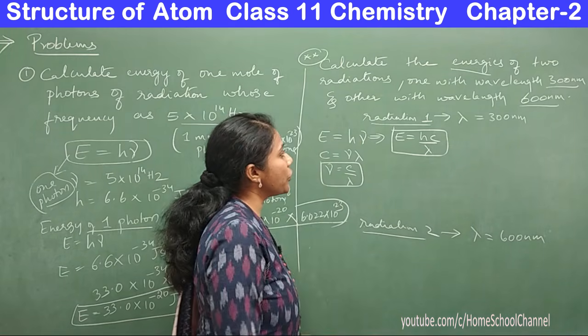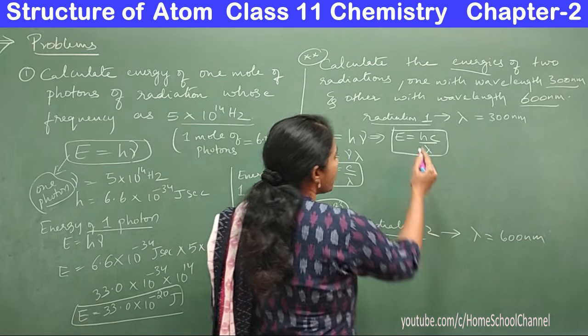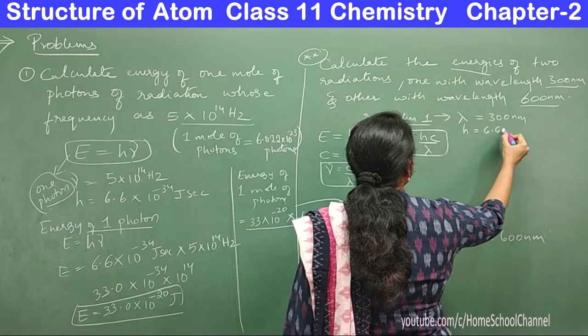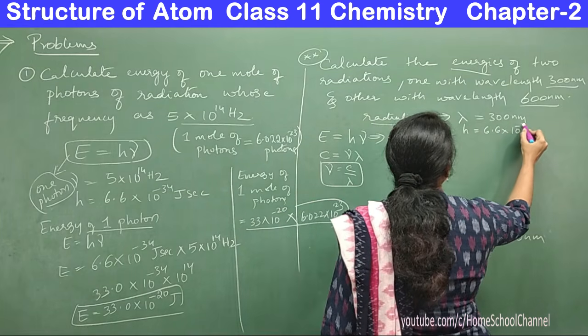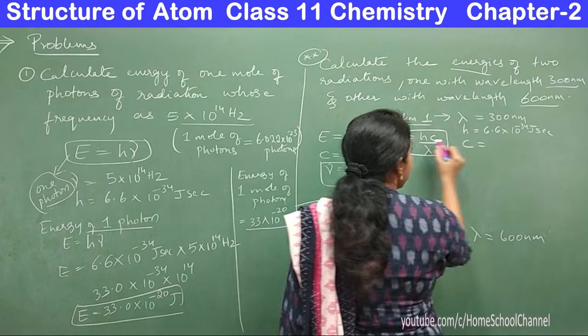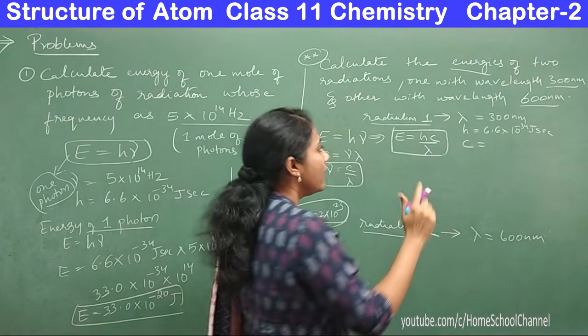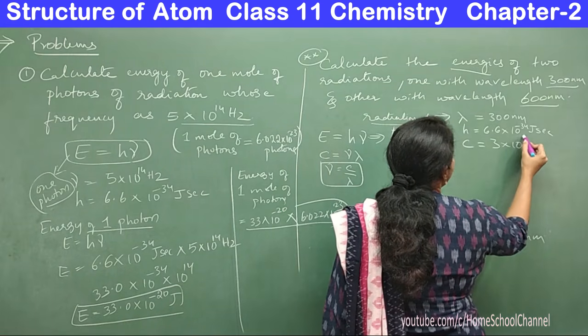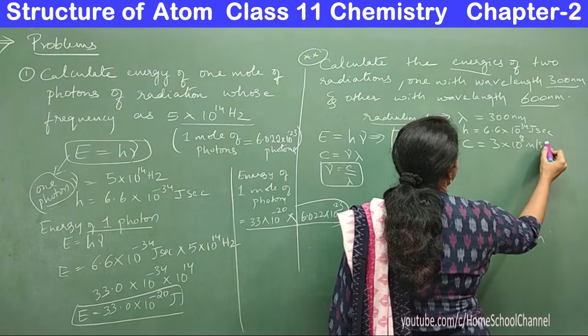Now just use it, everything is given here. You know the value of h. h is equal to 6.6 into 10 power minus 34 joule second. And what is the c value? c is the velocity of light. Its value is 3 into 10 to the power of 8 meter per second.